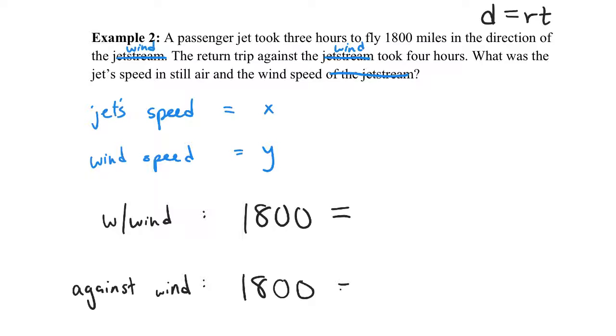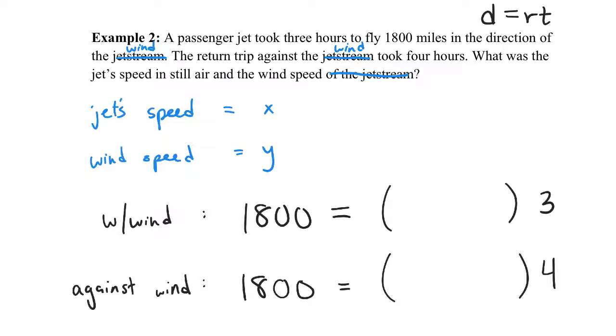Now, that's the distance. The time is given. On the way there, it took 3 hours because you were with the wind. On the way back, it took 4 hours. So the question becomes, what goes in the parentheses for the rate at which the plane is actually traveling?